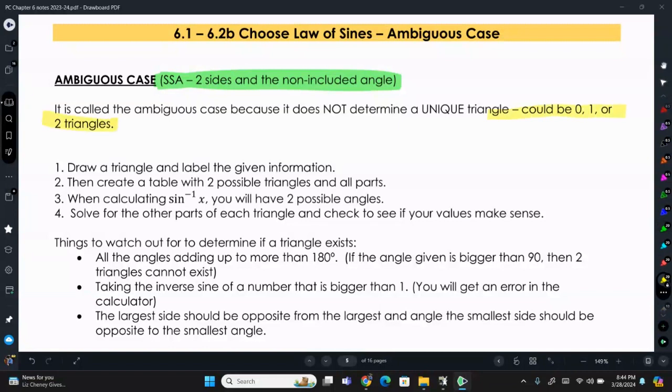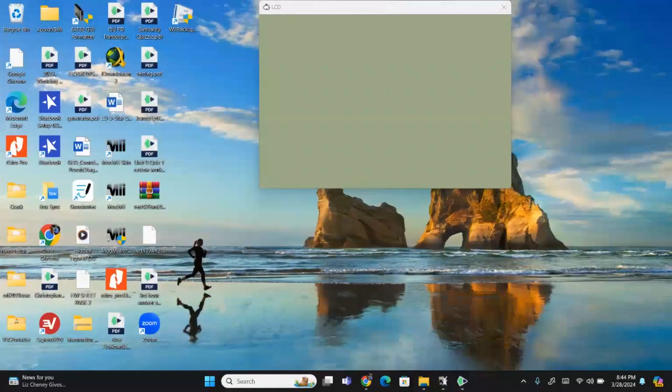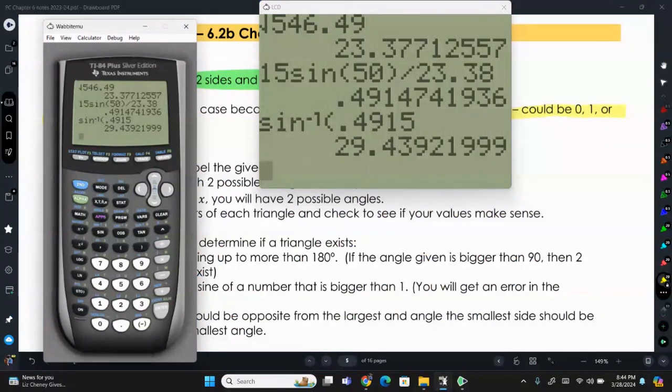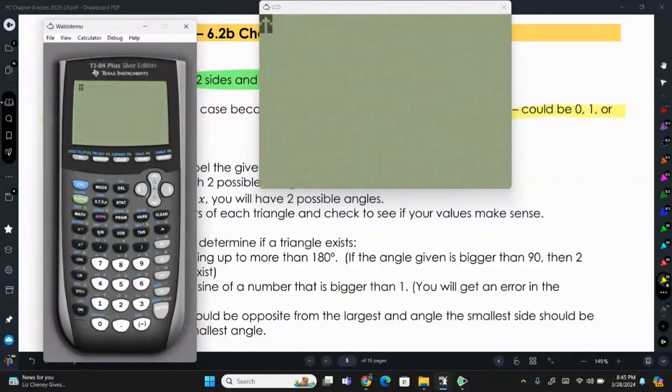And you may say, well, how is that so? Well, if we take the inverse sine of a number less than 1, let's use a unit circle one. The inverse sine of 0.5 is 30 degrees. Well, we also know on the unit circle that 150 degrees also has a sine value of 1/2 or 0.5.